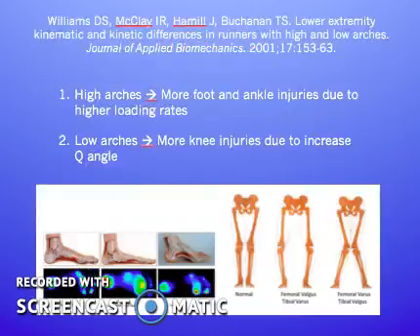So the first one talks about lower extremity kinematic and kinetic differences in runners with high and low arches. I think this starts with looking at the kinetic chain. So for instance, high arches, you've got more foot and ankle injuries due to the higher loading rates. You have less surface area to absorb the shock, so you're going to get those bony fractures and those foot and ankle injuries. Lower arches, you have more knee injuries due to the increased Q angle because, of course, when you look up the kinetic chain, you have to realize how the ankle affects the knee, which affects the hip. So these are all things that need to be taken into consideration.